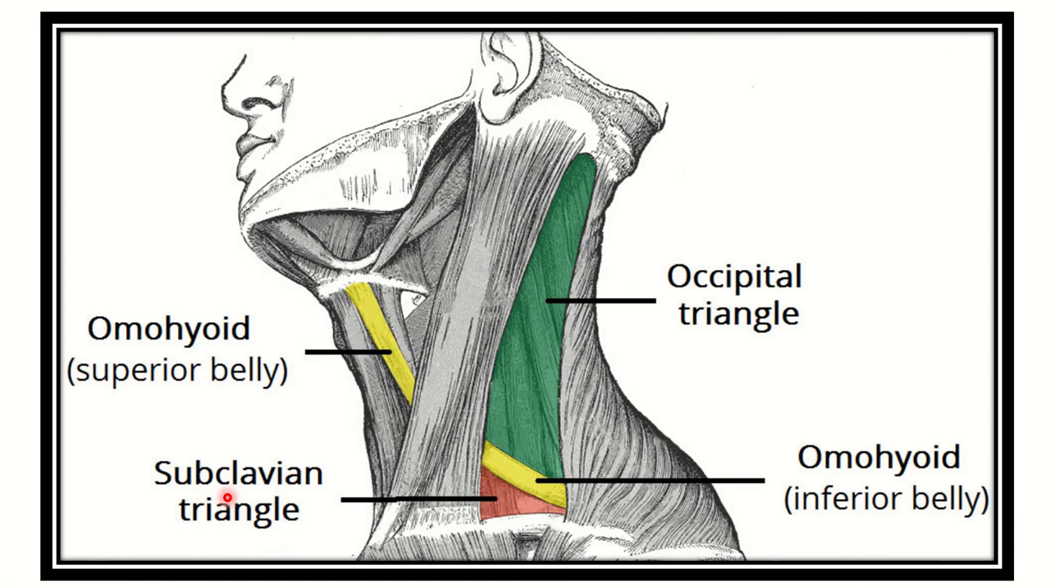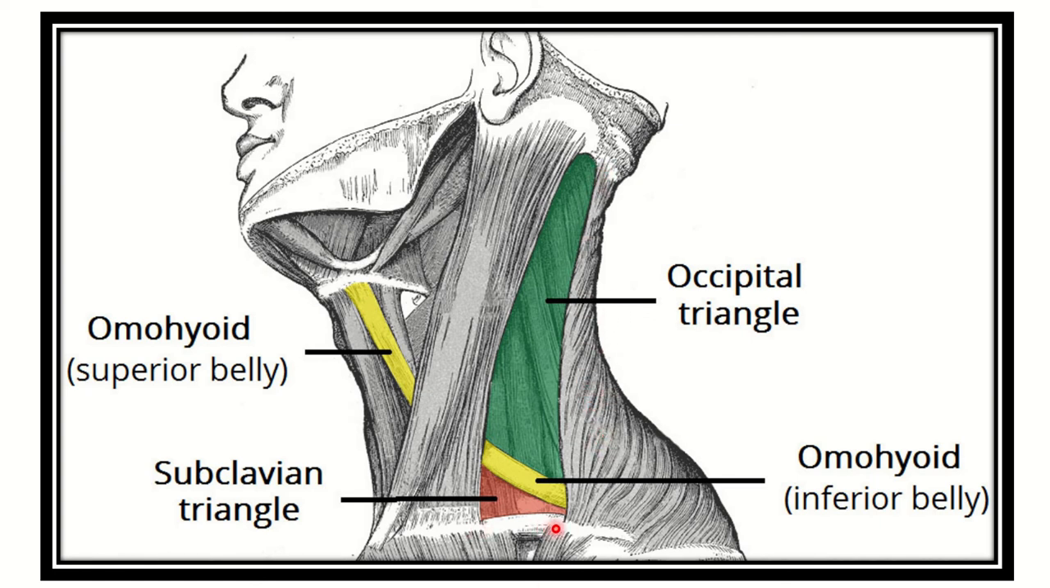So now let's see. This is the posterior triangle of the neck. It is bounded anteriorly by this broad muscle, the sternocleidomastoid muscle, and posteriorly by this muscle, the trapezius muscle. So the anterior boundary is formed by the posterior border of the sternocleidomastoid. On the other hand, the posterior boundary is formed by the anterior border of the trapezius muscle.